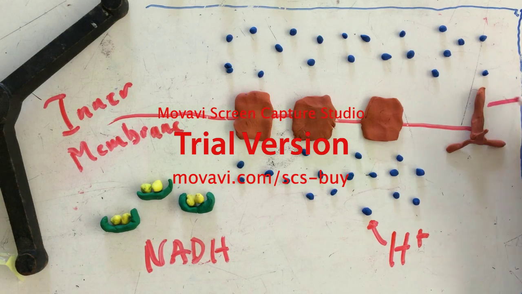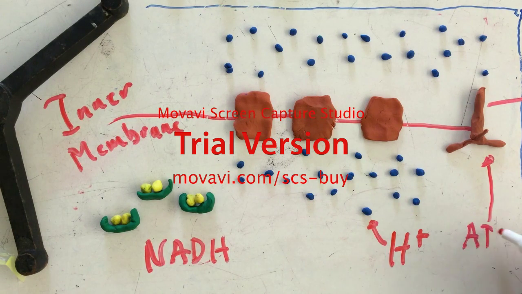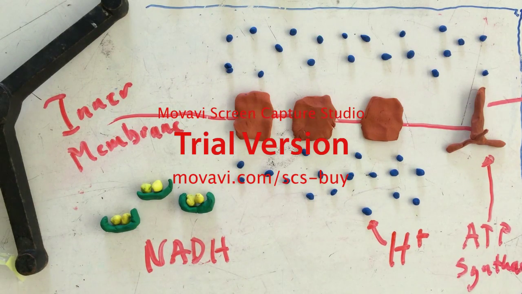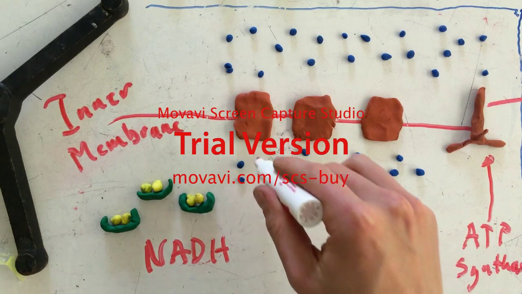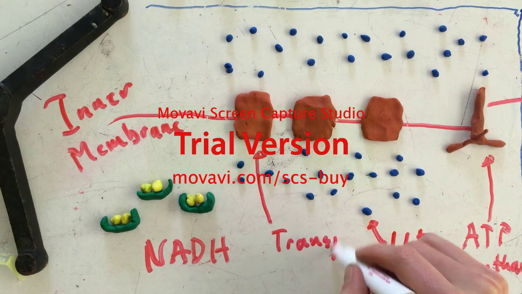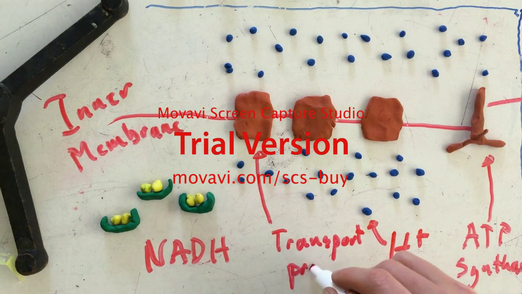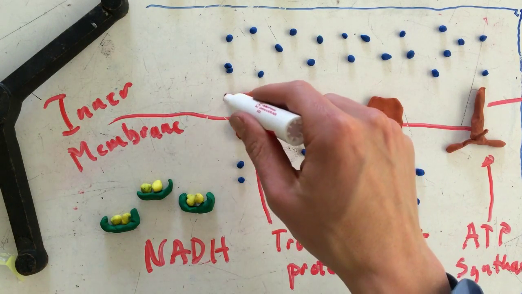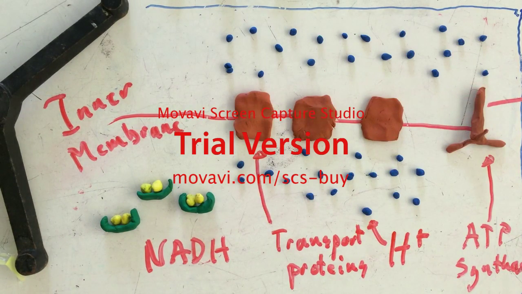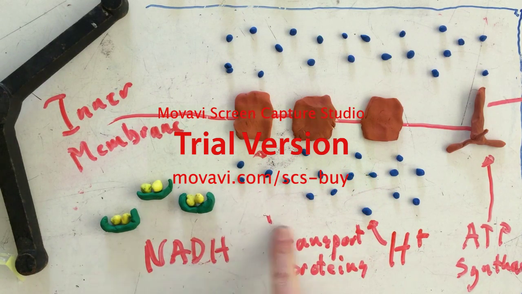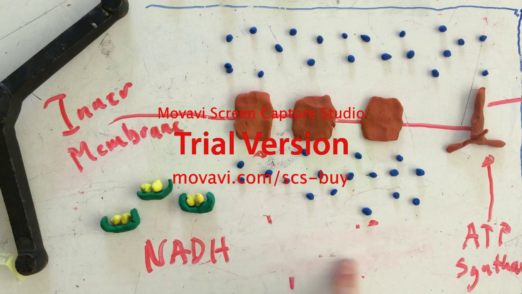And this here is an enzyme called ATP synthase. These proteins here are just transport proteins. And together they form an electron transport chain that transfers electrons from protein to protein. All right, let's look into how this all works out now that you guys have seen what's what on this picture.